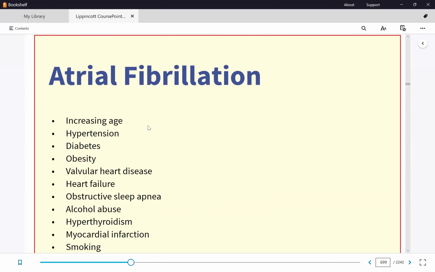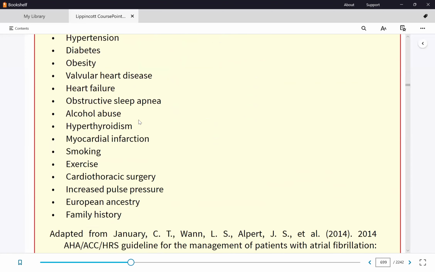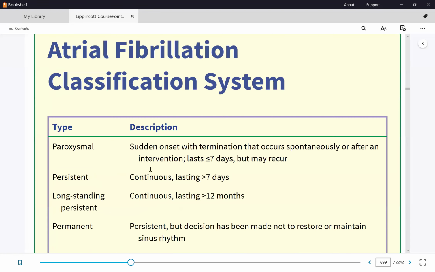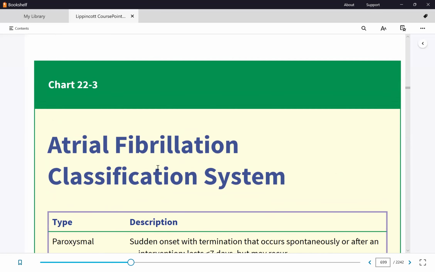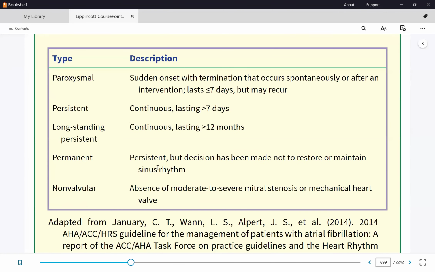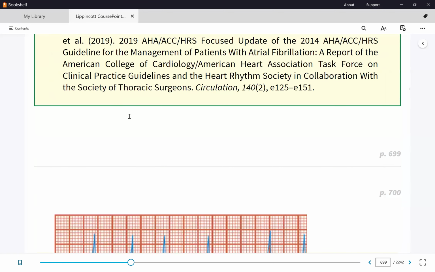Right now I'm on page 699 for risk factors for AFib. So you have there from increasing age all the way to family history. Now, I won't test you on chart 22-3, but let's discuss it briefly. There are different types of AFib. When we say paroxysmal, the description there is sudden onset, sudden termination, meaning with or without intervention, this type of AFib comes on and then goes off on its own. However, you'll see the effects later. Let me go to the pathophysiology, and then I'll go back to that chart.